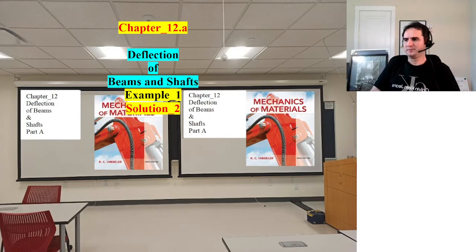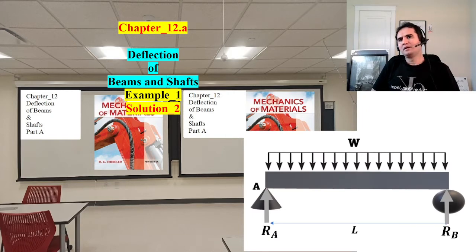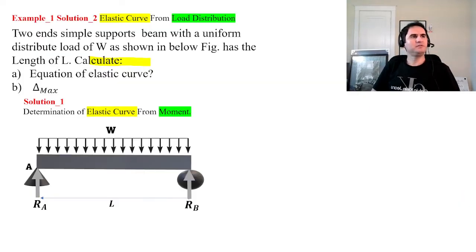Chapter 12, Part A, Deflection of beams and shafts, Example 1, Solution 2. In previous example number 1, we calculated maximum delta and also the elastic curve equation based on a moment equation. This time we want to determine the elastic curve directly from the load distribution. So let's see how that goes.